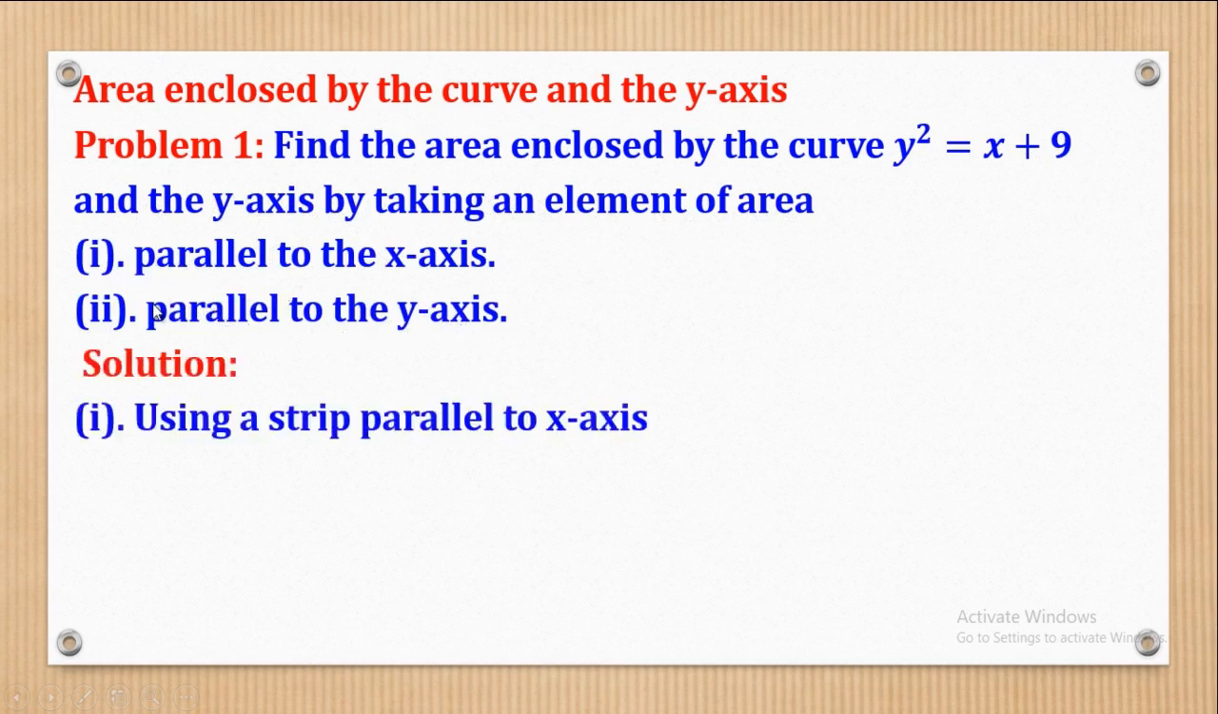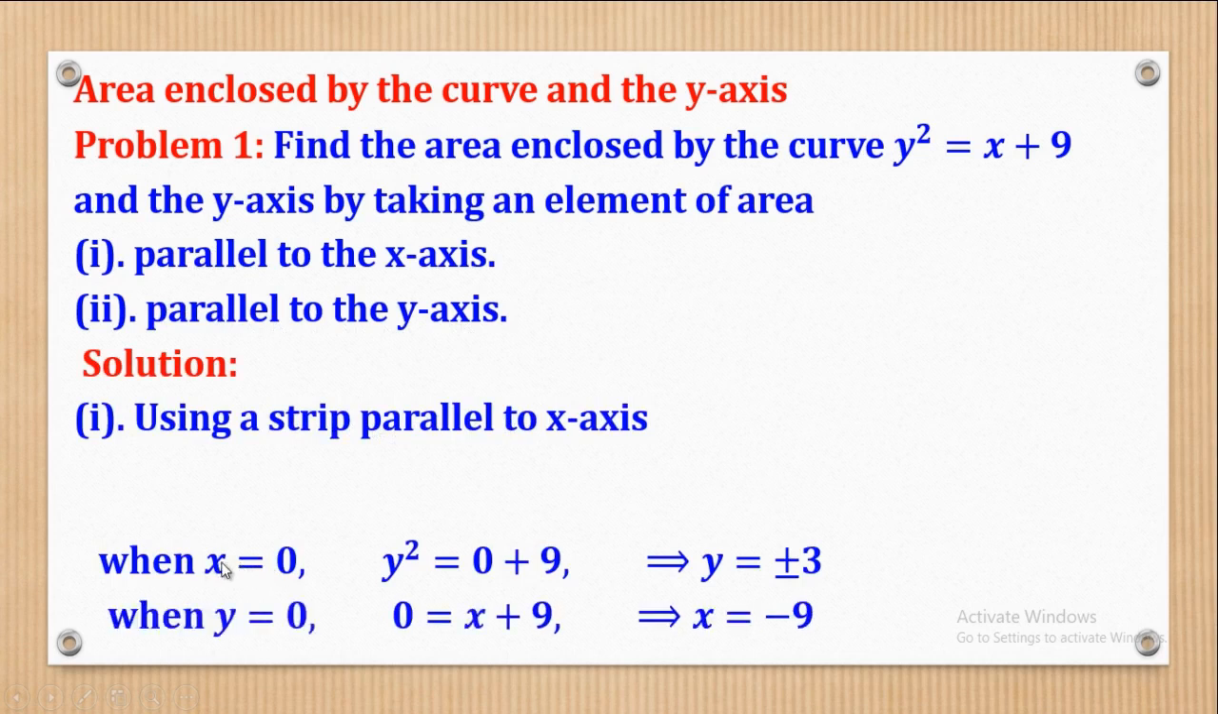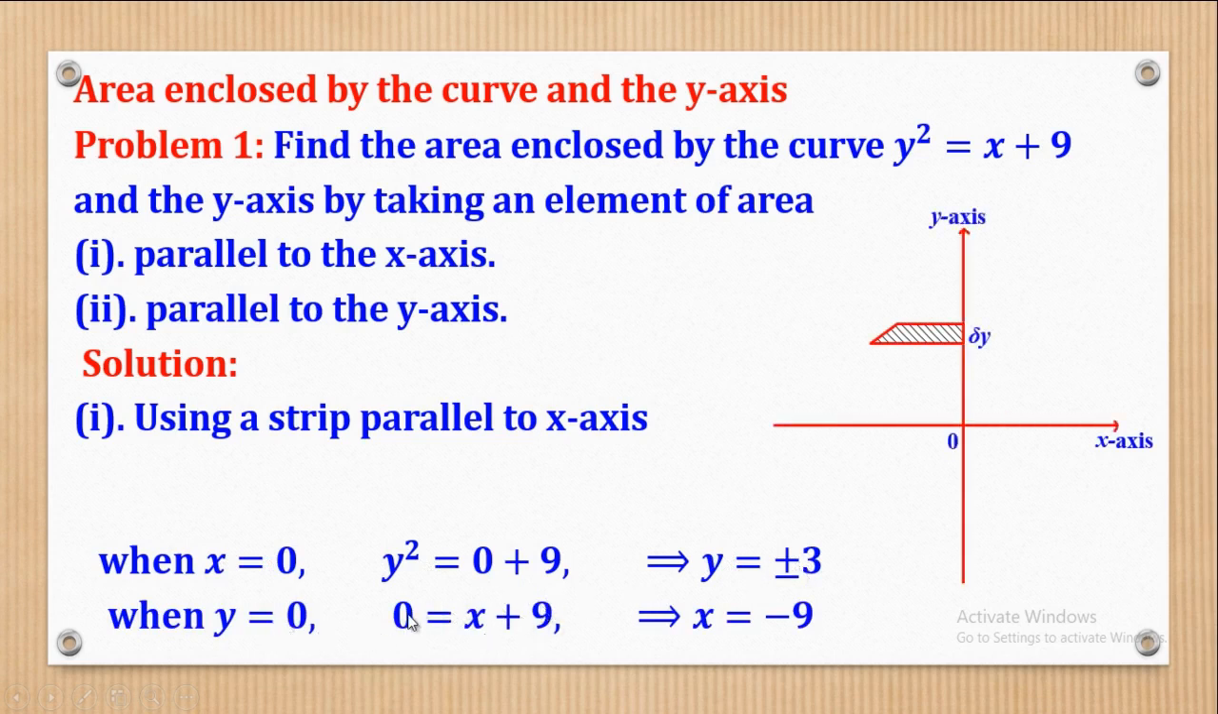So we shall start with part (i), whereby you're going to use a strip parallel to the x-axis. The first thing is to get the intercepts. So when x is equal to 0, y will be equal to plus or minus 3, and when y is equal to 0, it means that the whole of this will be equal to 0. Therefore, x will be equal to negative 9. So I've got the intercepts as y equal to plus or minus 3, and also x, which is equal to negative 9. Now, when you sketch the curve it will be in this form, and these are the intercepts: negative 9, negative 3, and positive 3.